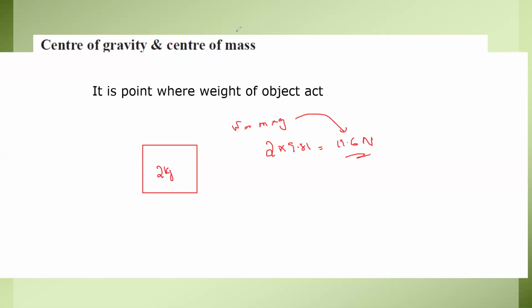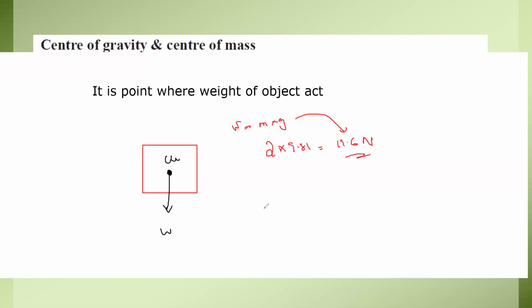So for this object, at a specific point, the weight will act. The whole object will experience a force of 19.6, but there's a specific point at which this force will act. And that specific point, we call the center of gravity. So the center of gravity is the point where the weight is acting.